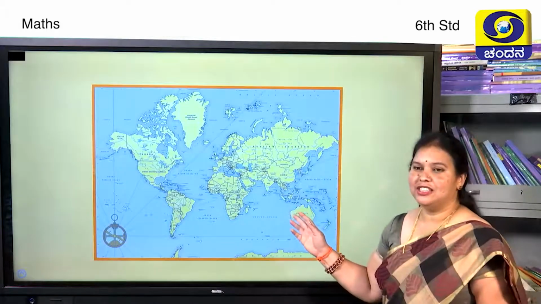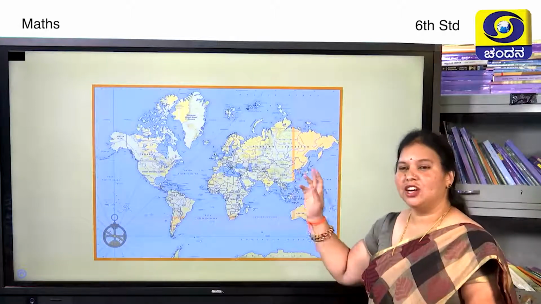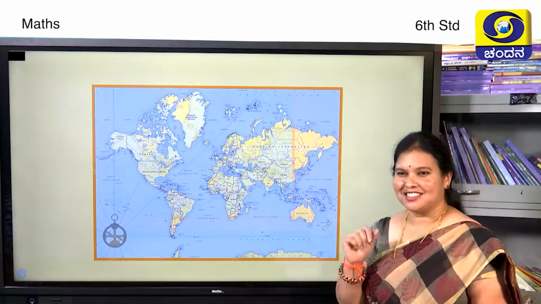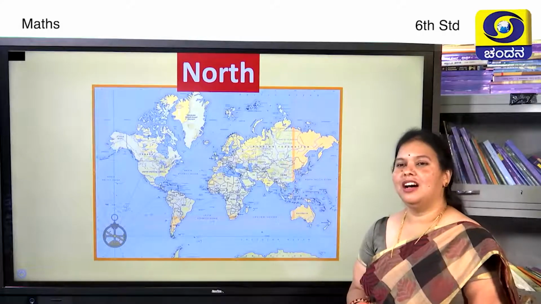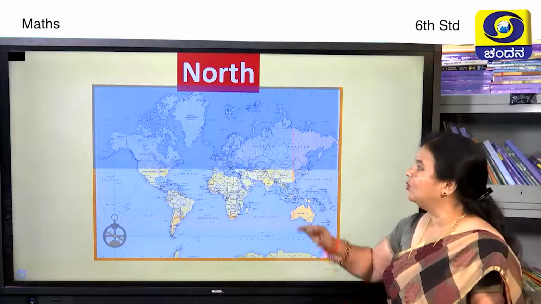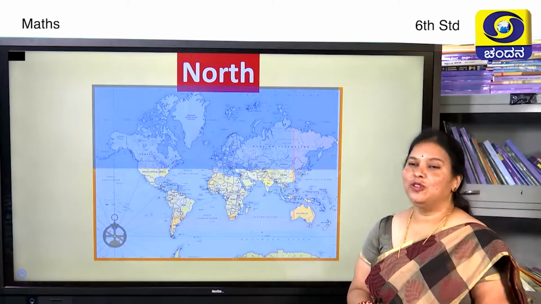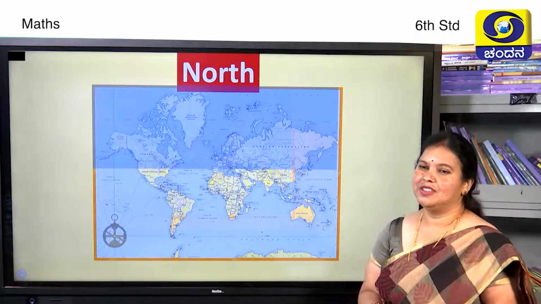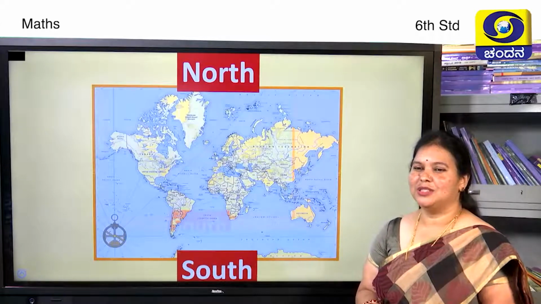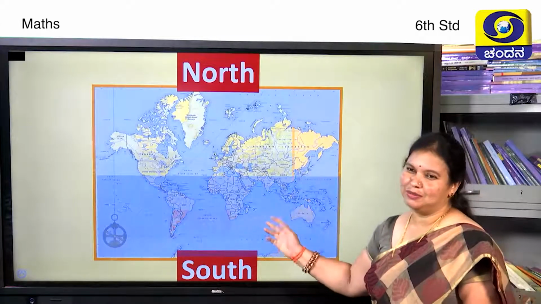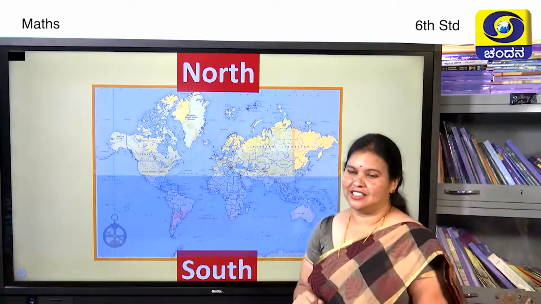Here on the screen you are seeing a world map. Now you tell me which is the north side in this map? Yes, correct. That is the top of the map or head side of the map. So, these countries are called northern countries. Then, where does the south side come in this map? Yes, what you are thinking is right. South side comes in the foot of the map. So, these are all called southern countries.